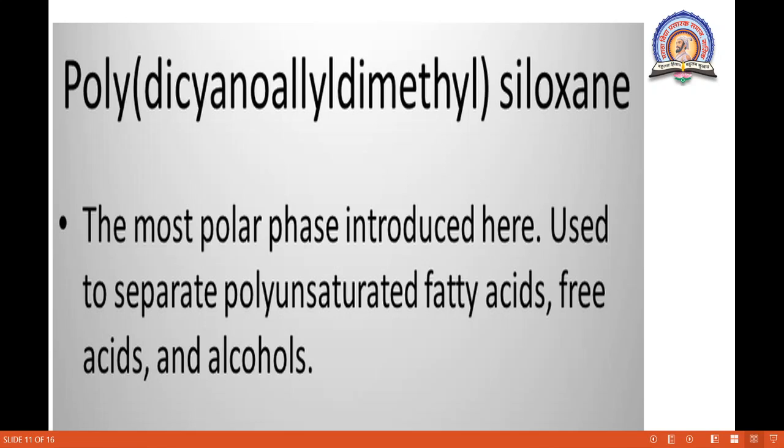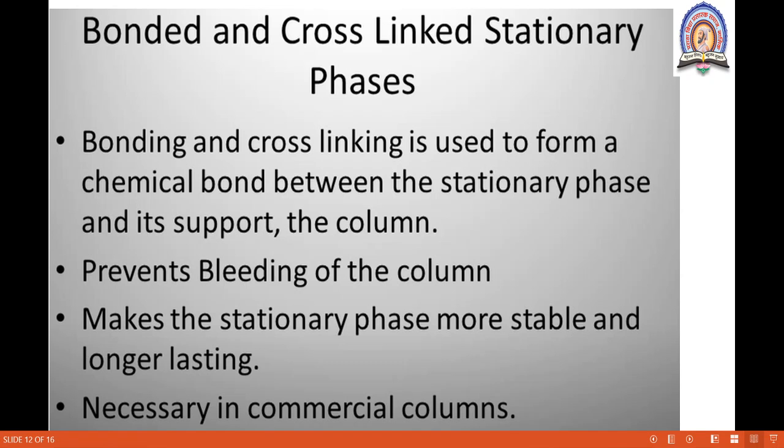This polysiloxane is the most polar as compared to the polyethylene glycol, and it is used for the separation of polyunsaturated fatty acids, free acids and alcohols. Okay. Then sometimes the bonded and cross-linked stationary phases are also used.